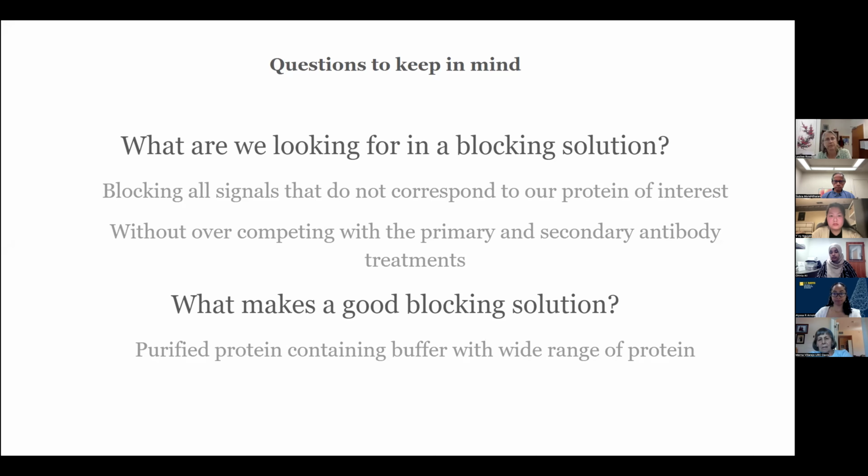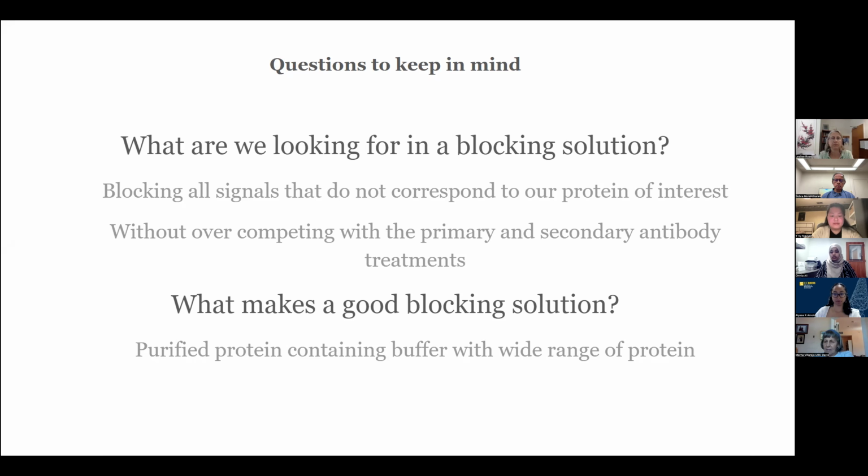So the questions that I kept in mind while I was researching my project were, first, what do we look for in a blocking solution in terms of the results? And second, what makes a good blocking solution? So what we're looking for in the results of our Western from the blocking solution is that we're blocking out all signals that do not correspond to our protein of interest, and we're doing that with low background on the membrane. And we're also not overcompeting with our primary and secondary antibody treatments.